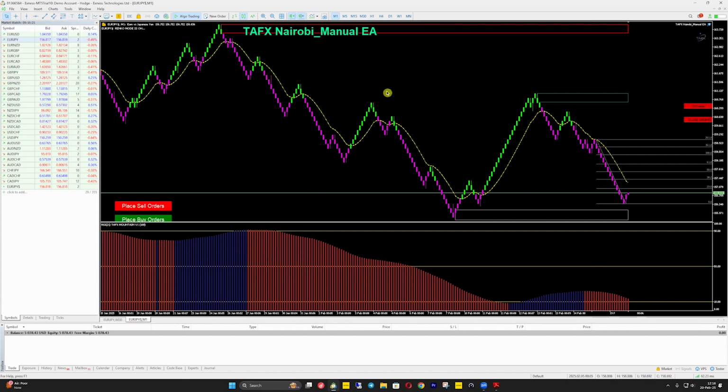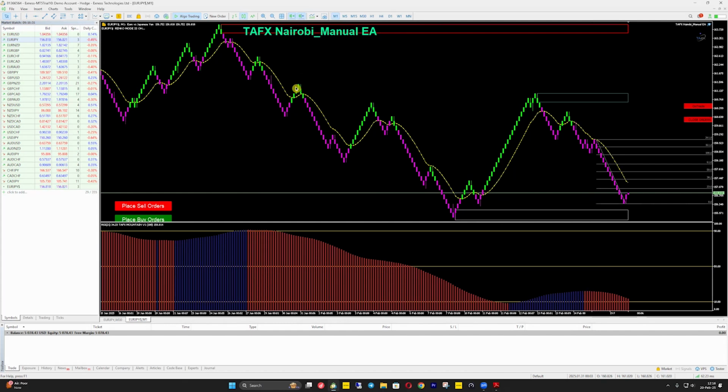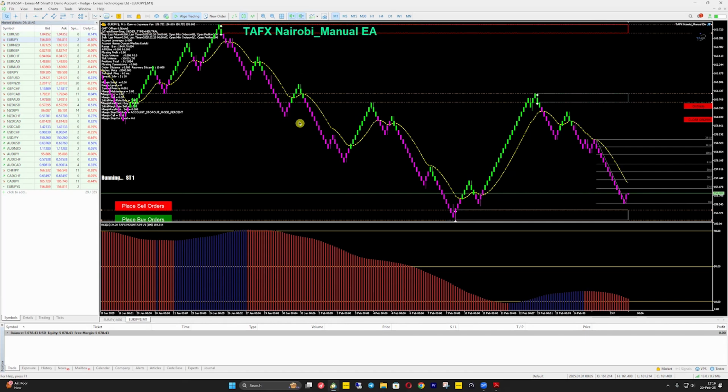So your chart must look like this if you're working with the Nairobi manual. If you are using the RENKO Sniper, we don't have this EMA here, or this mountain. All are coded inside, because you don't have to see every indicator. We want to make the chart, or the terminal, light.